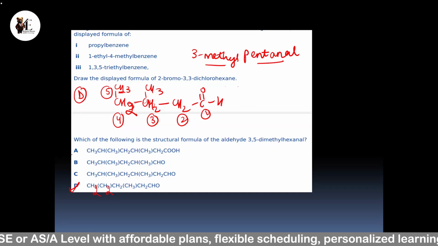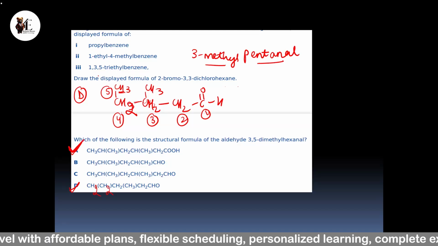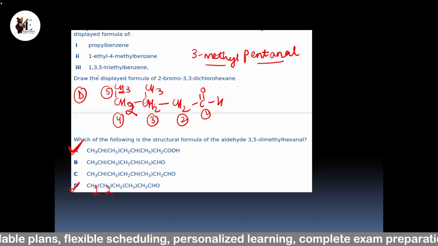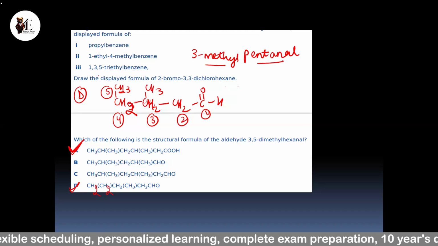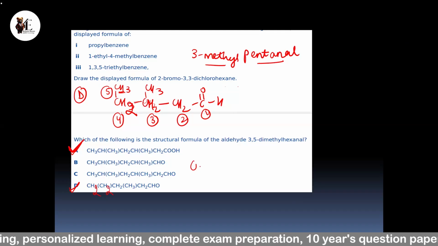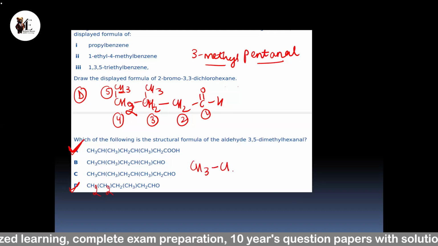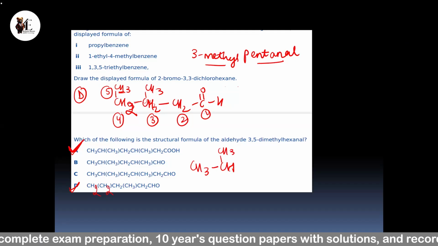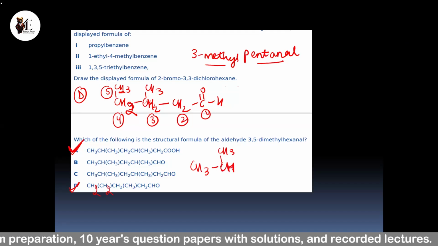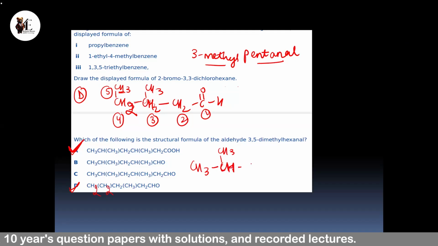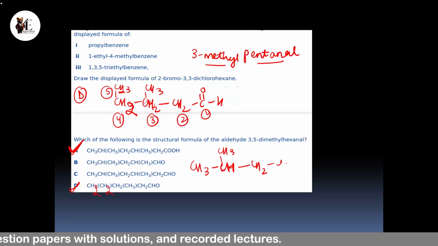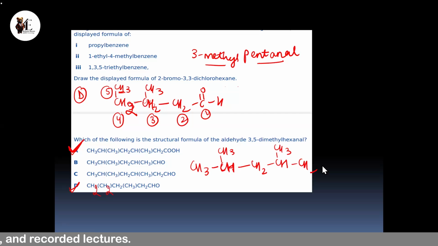Okay, then tell me the IUPAC name of this A part also. Should be CH3, CH. You have to see its valency. It is CH. That means carbon valency is now satisfied. CH2, CH, then CH3 again, then CH2, then CHO. What should be the IUPAC name of this?